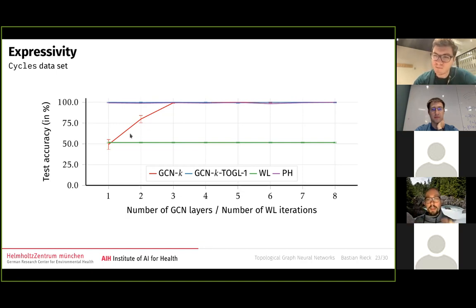And now the actual comparison that I want you to make is, let's take a look at a standard GCN architecture with K layers and a GCN architecture with one toggle layer, with one topological graph layer. You can see that if you have only one layer or two layers, you have a substantial difference in predictive accuracy, whereas with a topology-based graph layer, you already end up being able to perfectly tell these graphs apart. I mean, that's what you would expect, right? It's a very simple topology-based structure, so this should work. It's more like a sanity check.